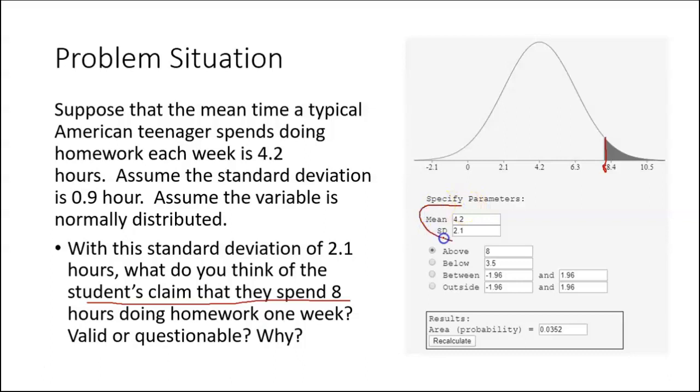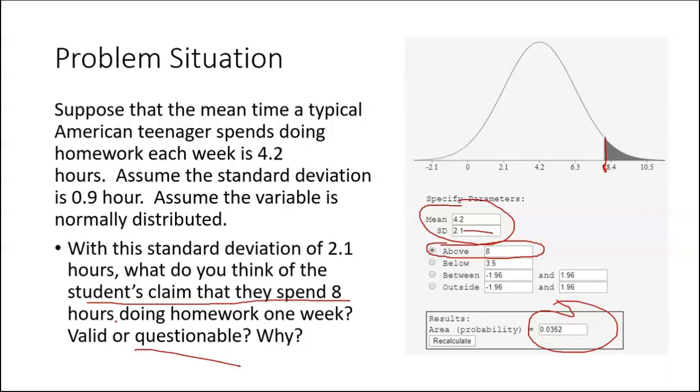So notice I changed the standard deviation to 2.1. And I'm just thinking about the student's claim of, I spent 8 hours. Well, what percentage of people were 8 hours or above? Well, it's 0.035, so like 3.5%. Okay, still questionable because only 3.5% of students worked 8 hours or more, but a lot less questionable than it was before.